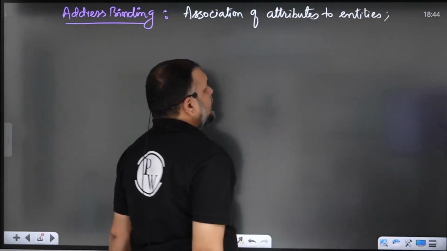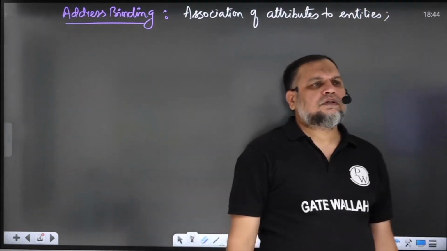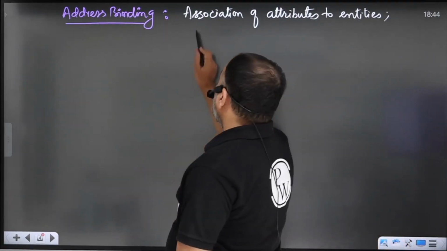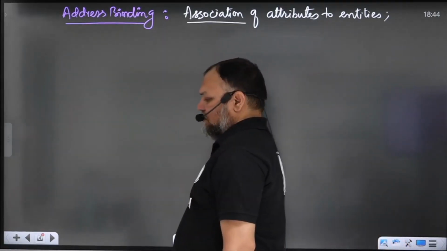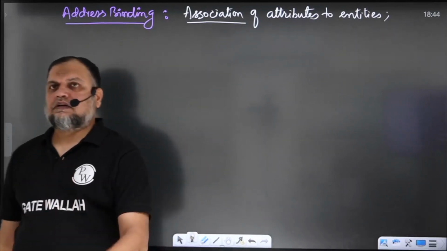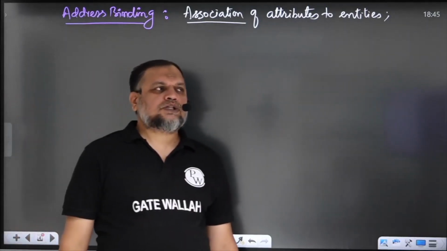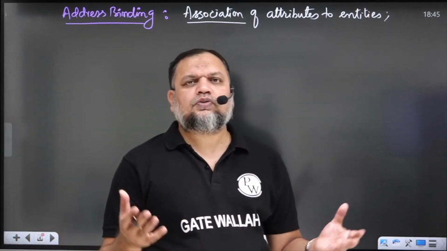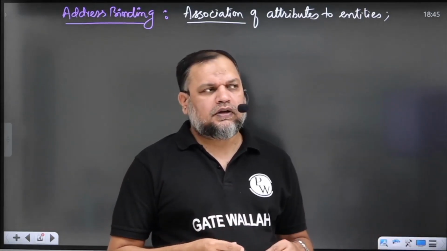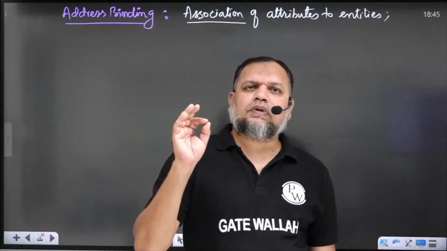Association of attributes to entities is called binding. In one word, you can say binding is nothing but association. Association of attributes, attributes meaning properties, to elements, to entities, is called binding. The concept of binding can be applicable to anything.